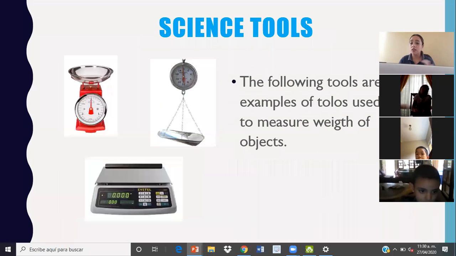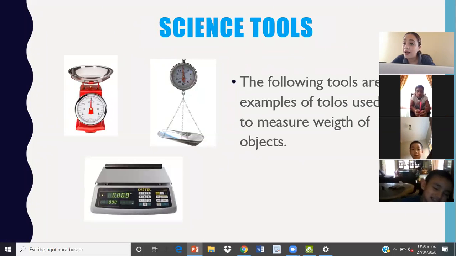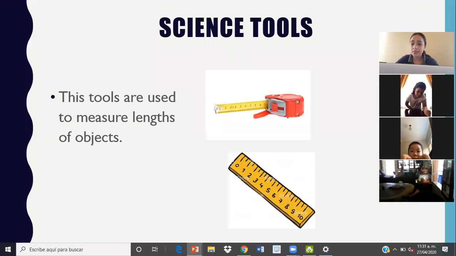Now, science tools. The following tools are examples of tools used to measure the weight of objects. We just learned them. These ones that you see on your screen are different kinds of tools used to measure weight. Look, this is a balance also. This is the one that hangs. And this is a digital one. Look, these are all kinds of scales, okay?